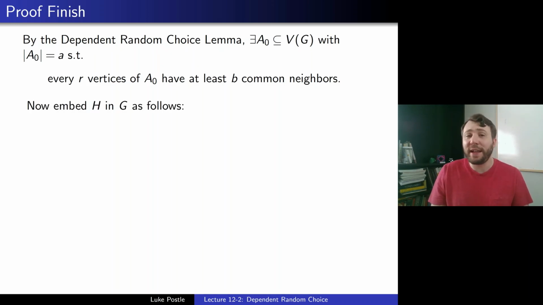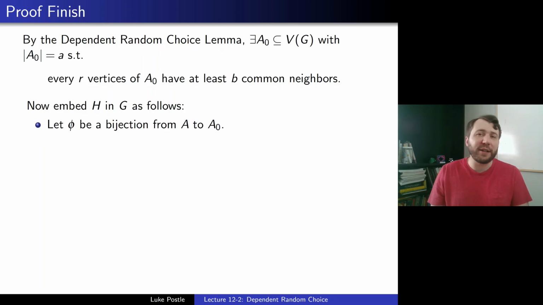And now we embed H in G as follows, right? So we have to find this copy of H, and now that we know about the set A0, we can actually embed the graph H. So we can actually find the copy. We're embedding, meaning we'll do it a little bit at a time until we're satisfied that we found indeed a copy of H. So how does this go?